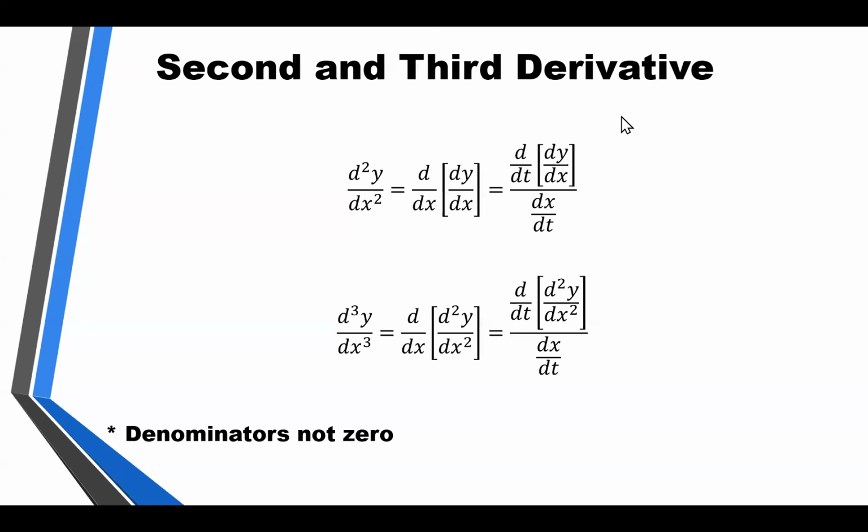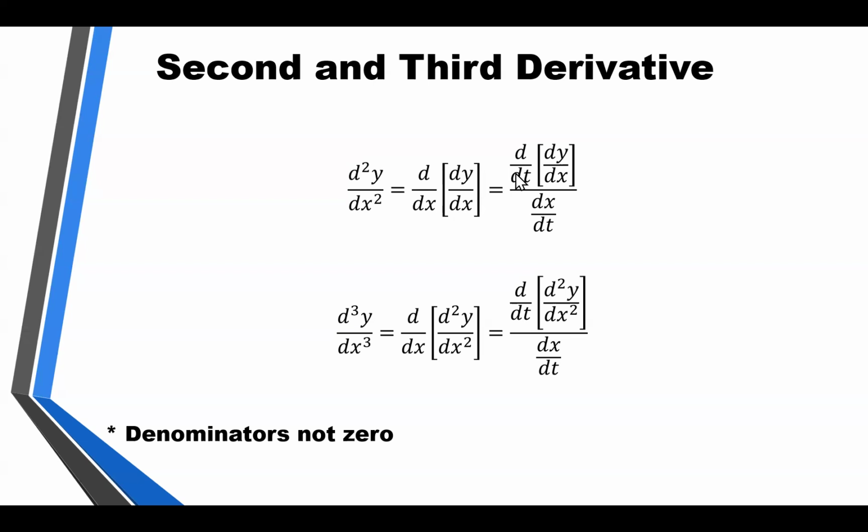Once we've done first derivatives, then doing second and third derivatives is pretty straightforward. Now, it's not as straightforward as you might think. You cannot take the derivative of y twice and divide it by the derivative of x twice. That's not going to work because the second derivative gives you concavity. The second derivative is the derivative of the first derivative with respect to x.